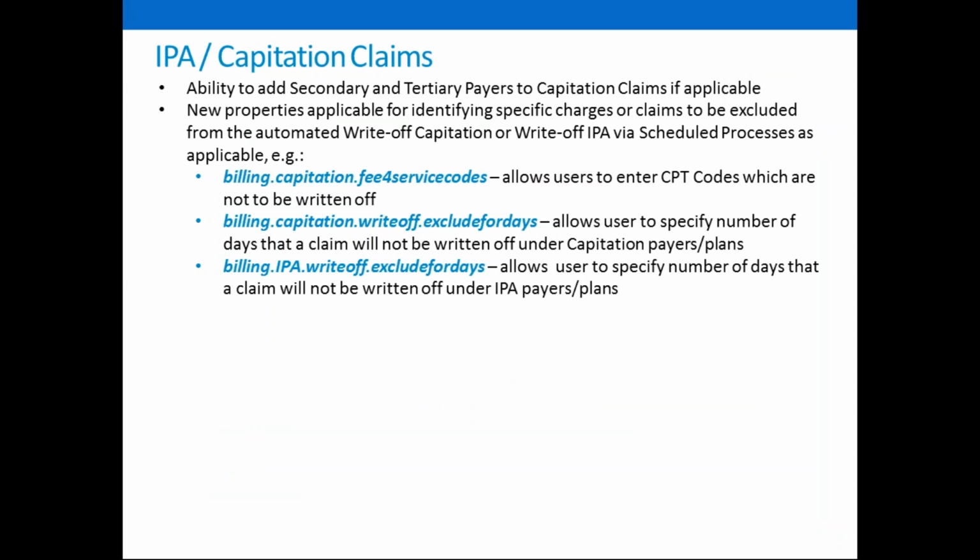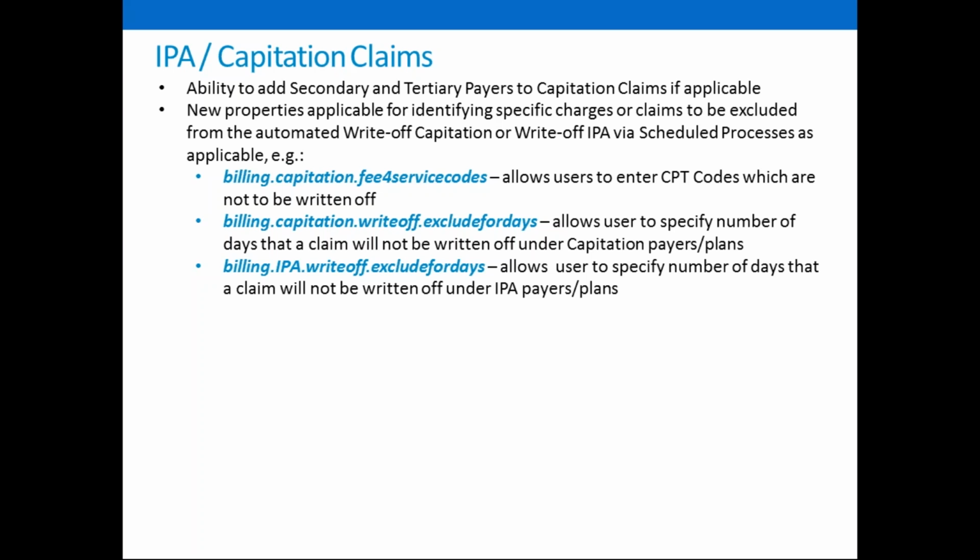Now also at the claim level, some enhancements behind the scenes, so this isn't visual to you. You now have the ability on IPA claims or capitated claims to add a secondary or a tertiary payer. Previously, you had only the primary capitated payer and then the balance was written off. We've learned in different scenarios and different payer situations that you are able to bill a secondary or a tertiary payer in certain circumstances. So we're giving you the ability now to add those additional payers.